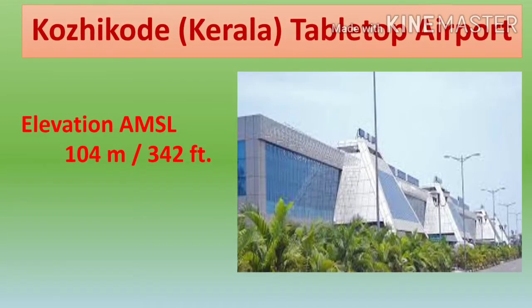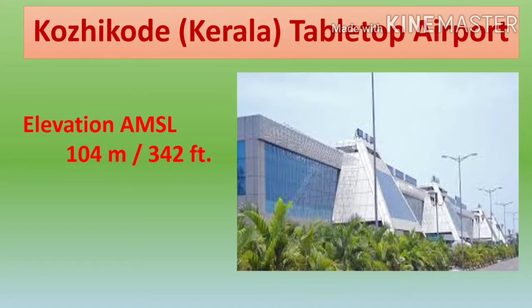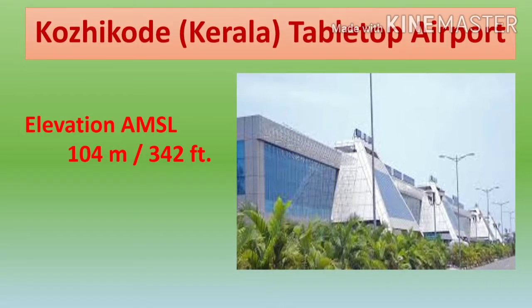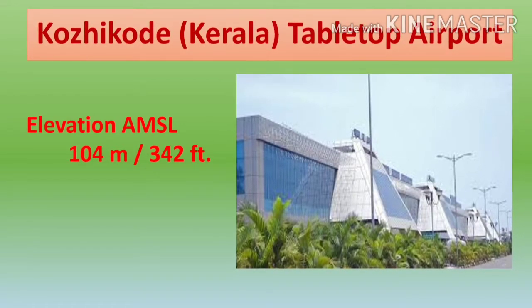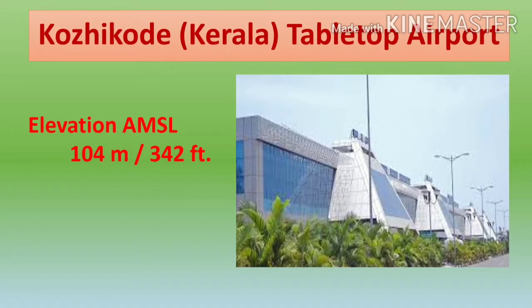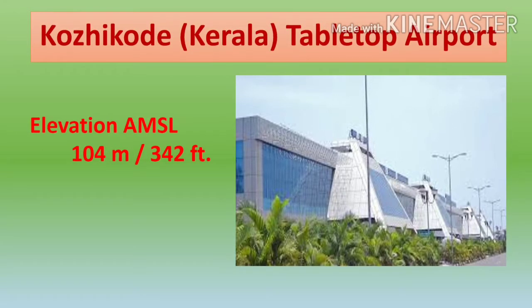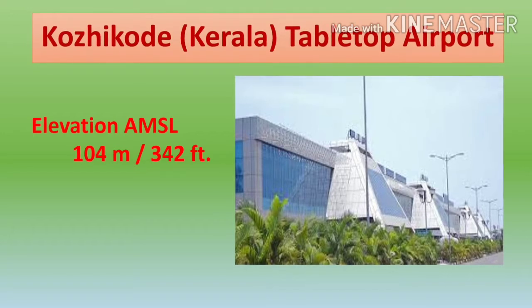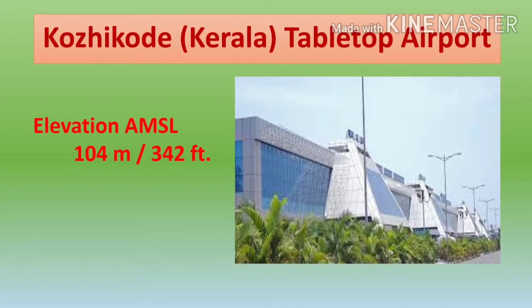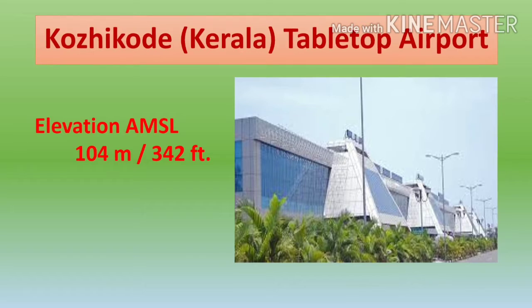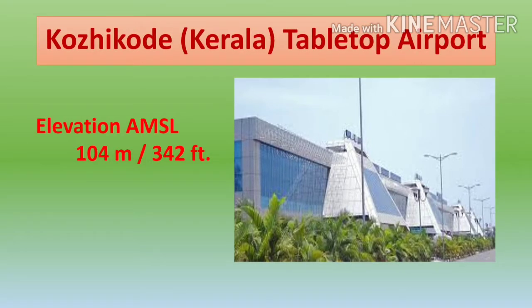Kozhikode, Kerala tabletop airport. This is located in Kerala state. The elevation of this airport above the mean sea level is 104 meters, that is approximately 342 feet above the mean sea level. For this kind of airport, the pilot should be well trained to land the planes, otherwise they cannot land properly and tragedy may happen.